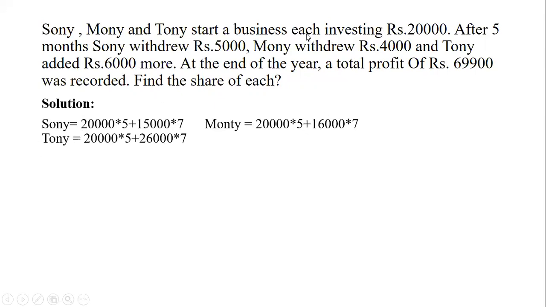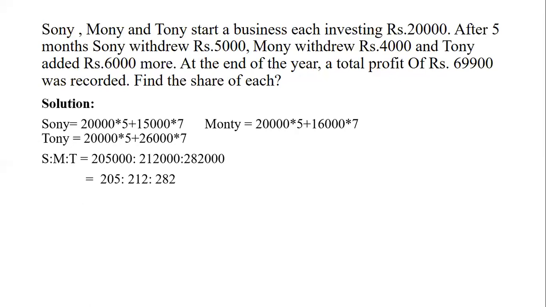Tony invested 20,000 for 5 months and he added 6,000 more. So which means now his investment is 26,000 for each month for the remaining 7 months. So now we need to find out the total value. So Sony is to Monty is to Tony. You'll get 205,000 is to 212,000 is to 282,000. It means 205 is to 212 is to 282.